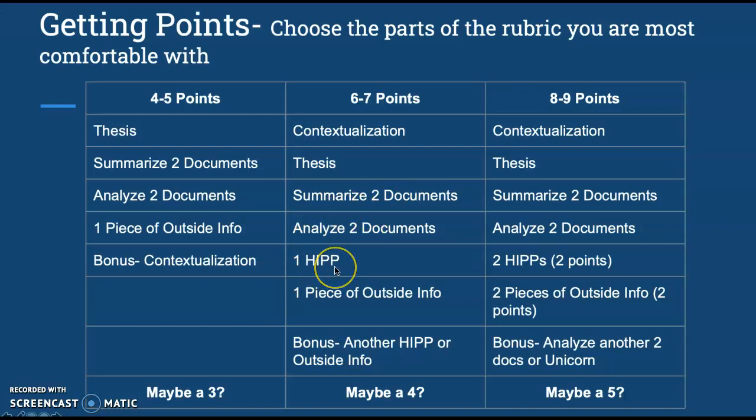I think HIPP is a little bit harder than outside information because you can get HIPP wrong, and we're going to talk about that. If you have time to do another HIPP or another piece of outside information, that bumps you up. And then really the cream of the crop, which I'm telling you is difficult, so I really don't know that that's going to be a 5: contextualization, thesis, you're summarizing 2 documents, analyzing 2 documents, and HIPPing 2 documents for 2 more points. You've got 2 pieces of outside information.